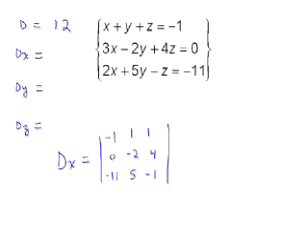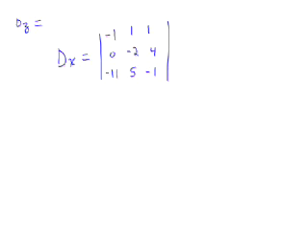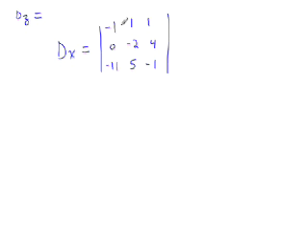And again, we will use expansion by minors to figure out D sub x using column 1. So that would be equal to negative 1 times its corresponding 2 by 2, which would be negative 2, 4, 5, negative 1, minus 0 times its 2 by 2, but we don't have to worry about that. 0 times whatever that value would end up being will still give us 0, so we really don't need to worry about its minor.